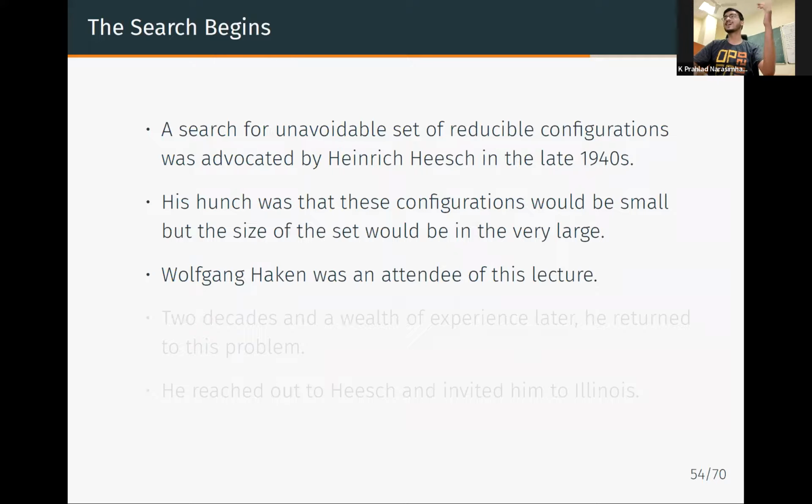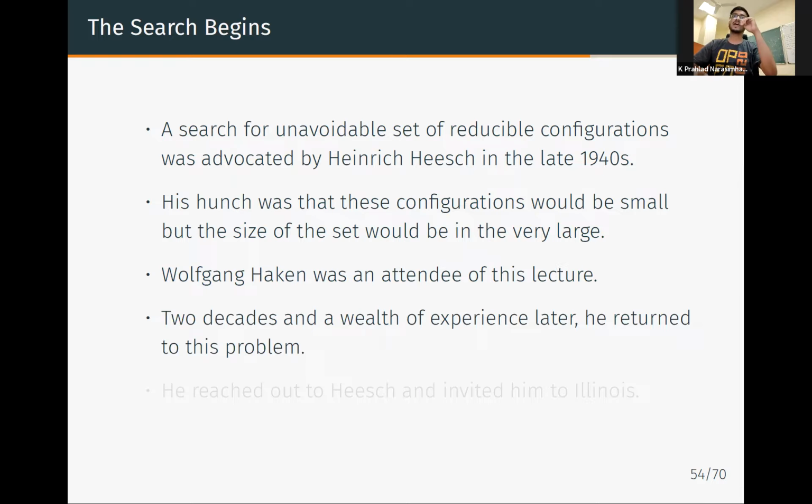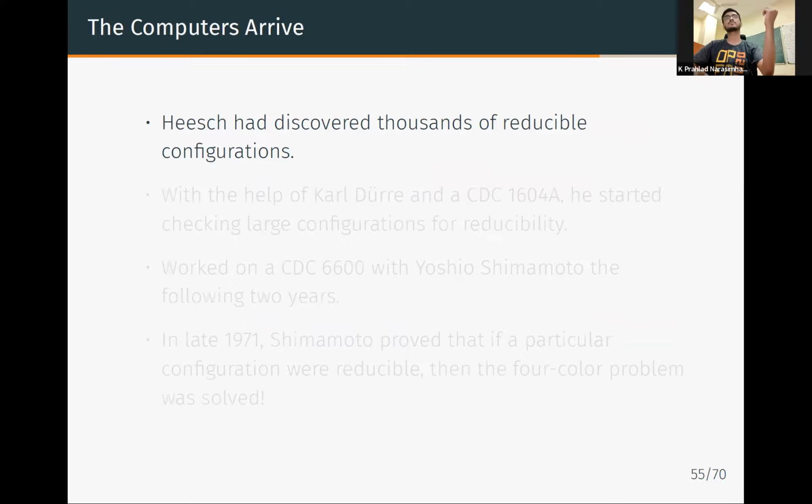He's a huge figure in math, and he actually solved one of Hilbert's problems, and he gave a good shot at solving the Poincaré conjecture. He didn't do it, but he came very, very close. Two decades after attending this talk, he returned to this problem. He was at the University of Illinois at the time, and he invited Heesch, who is German, over to Illinois to try to solve the problem.